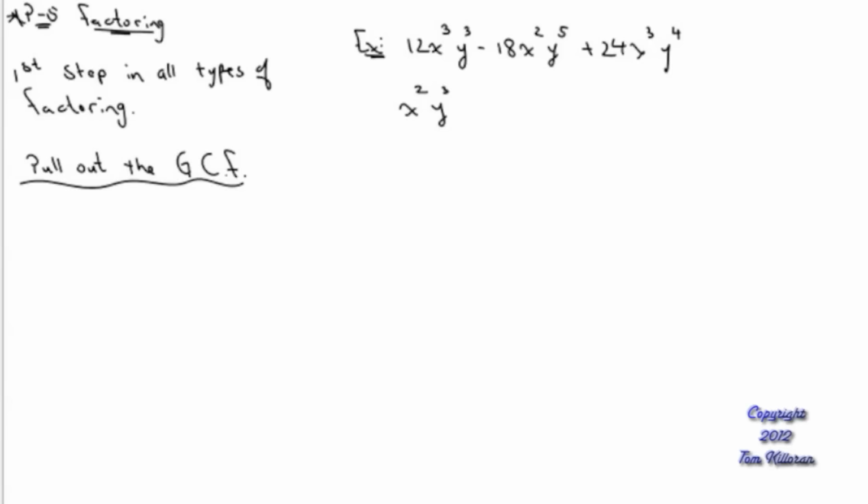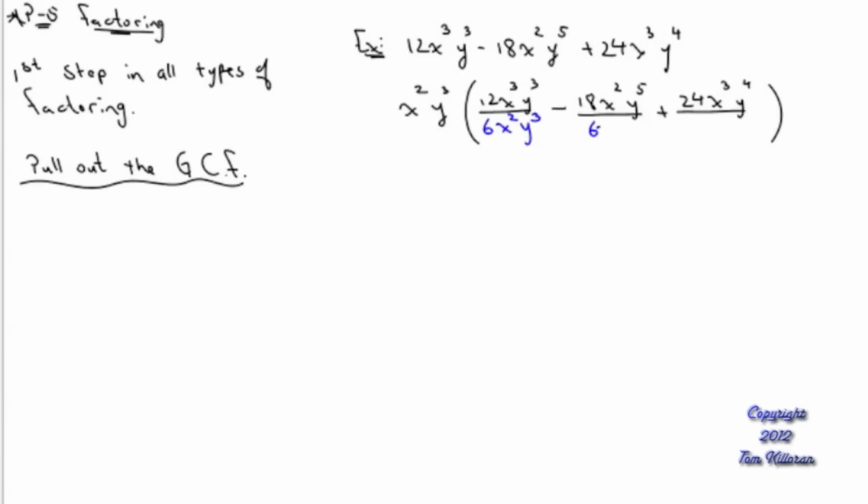All right, when you go back through this problem, this is the mental step. You're going to take the original problem in your head, and you're going to divide out what you factored out. So each one of these is actually being divided by what you pulled out. Again, this is a mental step. So the first term is going to get divided by 6x squared y cubed, and so forth and so on.